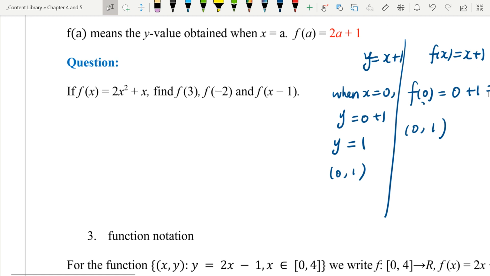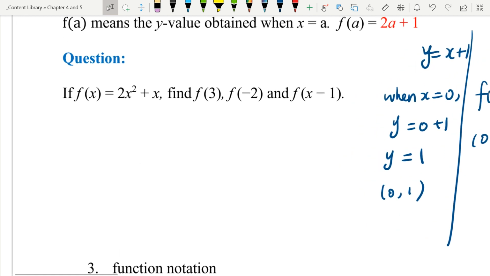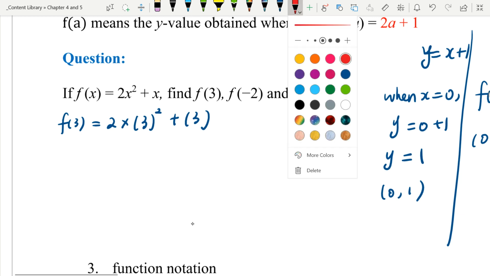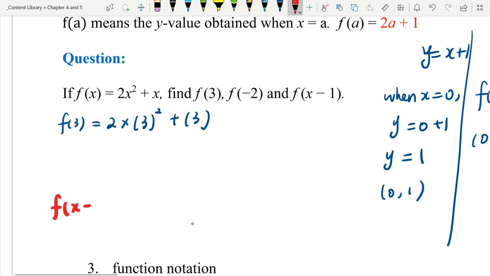I don't want to talk about the f(3) and f(-2) ones. They are alright, because if I go f(3), that's 2 times 3 squared plus 3. All the x will be changed into 3, and you do the calculation after that. The confusing one will be f(x minus 1). Basically it means I change the x into x minus 1.